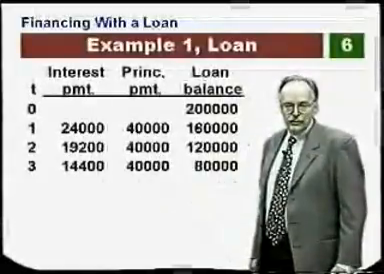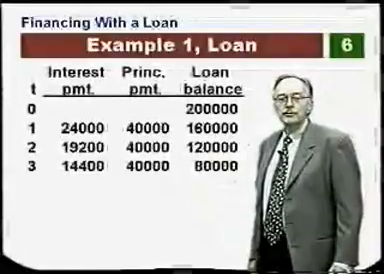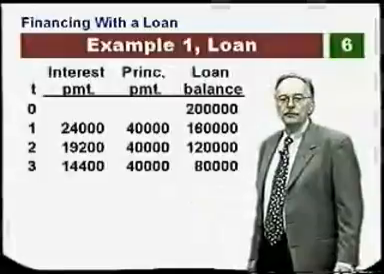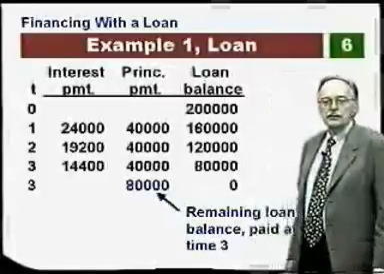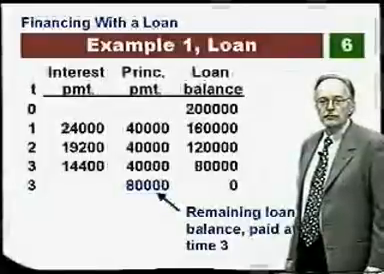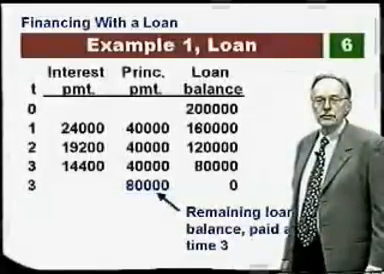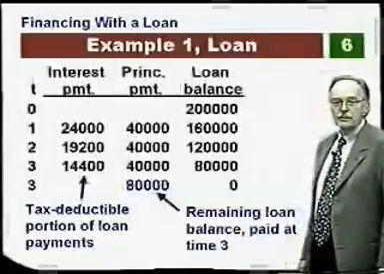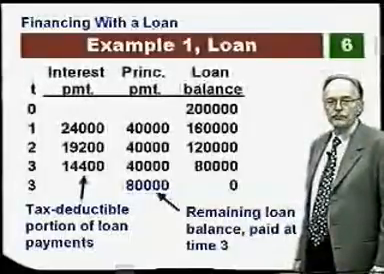Because we're prematurely selling the asset, we're also going to pay off the remaining loan balance. Usually the lender will want us to do that. So that's the remaining loan balance to be paid at the end of the third year, the $80,000. Then, of course, our loan balance drops to zero. And then, just as a reminder, the interest payment is the tax-deductible portion of the loan.